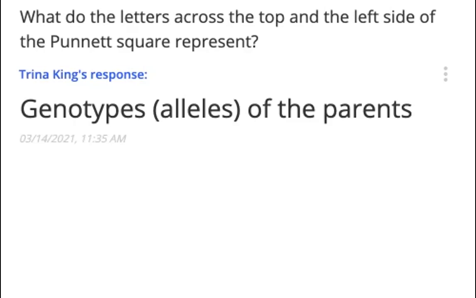I see a lot of you fixing your answers. Good. Mia, don't forget to get this part. Some of you just put genotypes. Make sure you tell me of what. It's of the parents. Okay, so add something about the parents being there. Good.